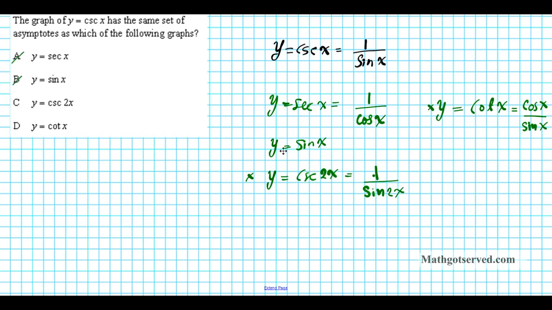But which of them is the correct answer? Notice the original problem calls for sine x in the denominator, but option C has sine 2x, which is a problem, while this one has sine x, and this is exactly what we want. So we know that option C is not an answer. Your final result is option letter D. This function and this function have exactly the same asymptotes. They don't look alike, but their asymptotes are identical.